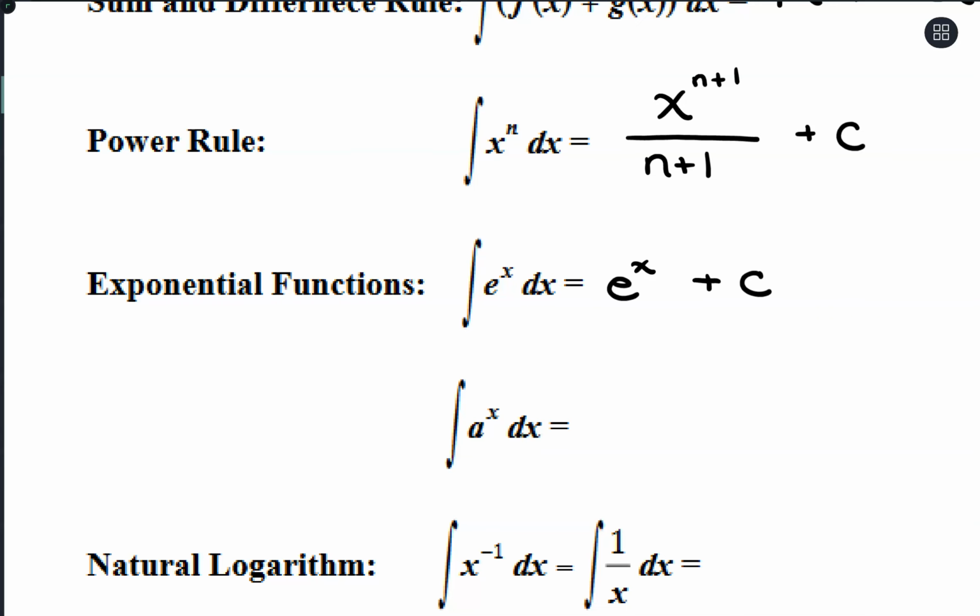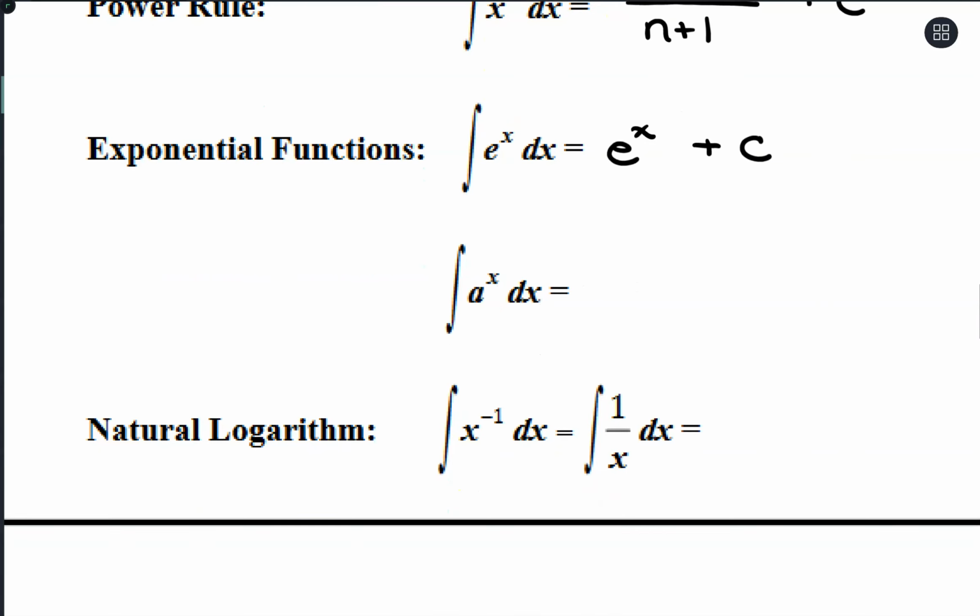If the base is not e, so if we're taking the antiderivative of a to the x dx, then we'll keep the exponential part, so we'll have a to the x, and when we took the derivative, we would be multiplying by the natural log of a, but now we're going to be dividing by the natural log of a. And then plus c. So we'll have a to the x in the numerator, natural log of a in the denominator, and then plus c on the outside.